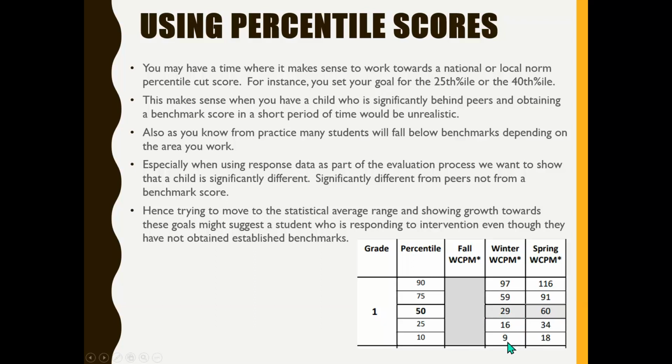So if you have a child who's reading less than 9, trying to catch them up to a benchmark might be unrealistic. But if we're able to look at and understand that at the end of the year the statistical average range is 34, that might be a more realistic goal. And then sometimes, when you're looking at percentiles, they do line up with benchmarks. That's just kind of how it works out sometimes, and that's a win-win for everybody when that happens.